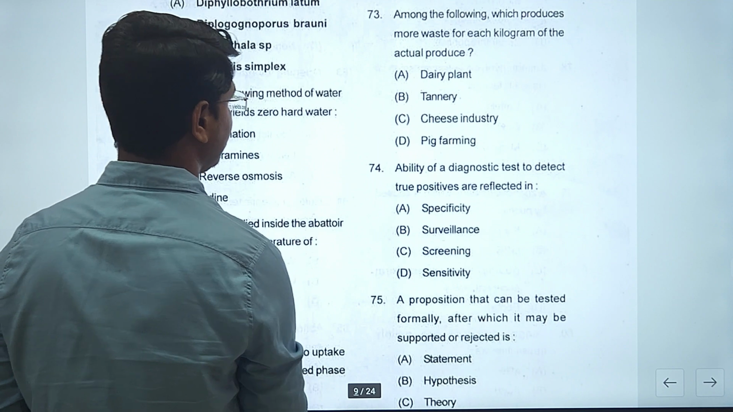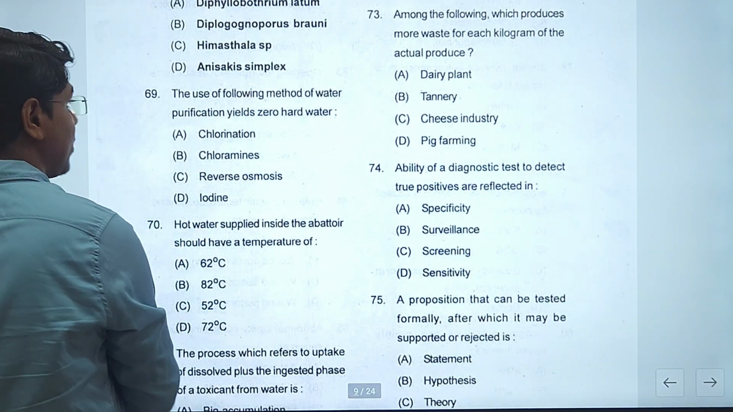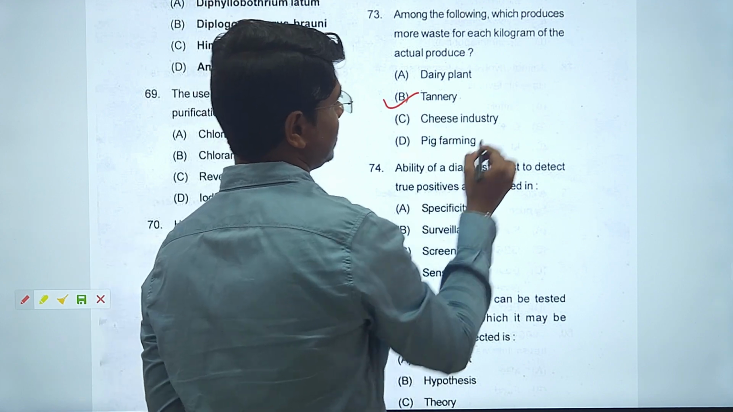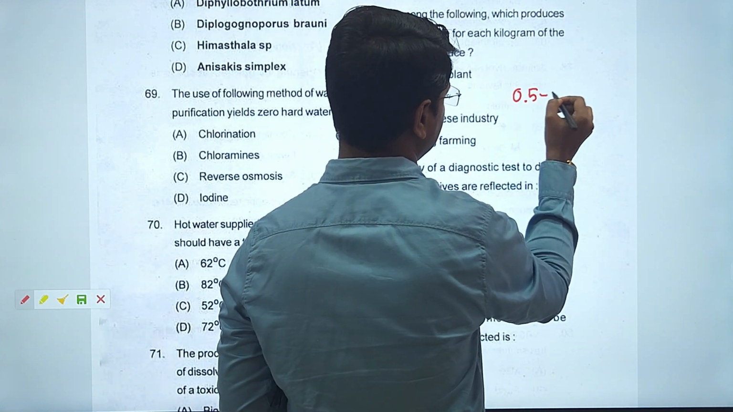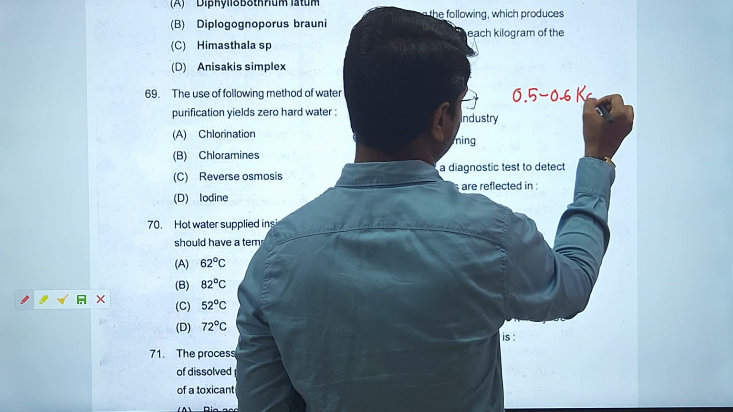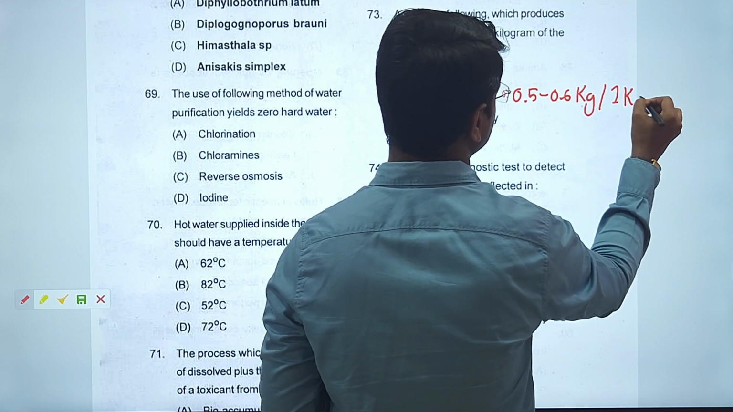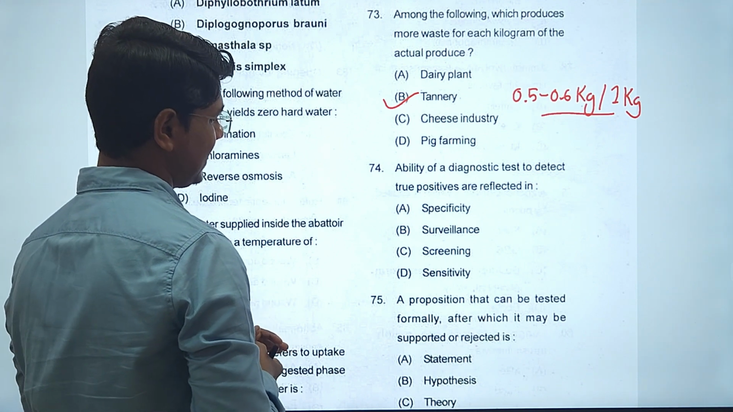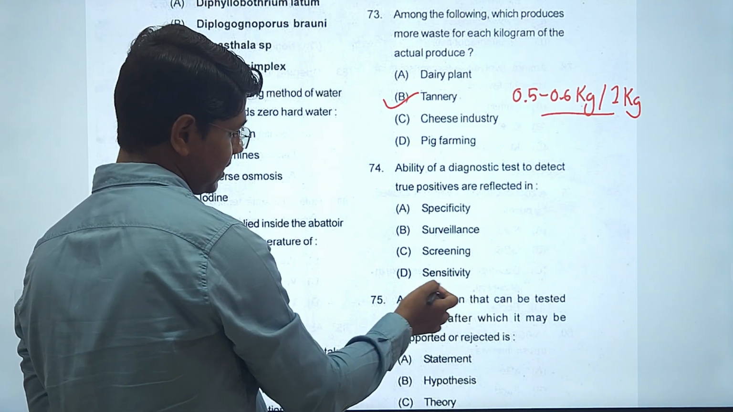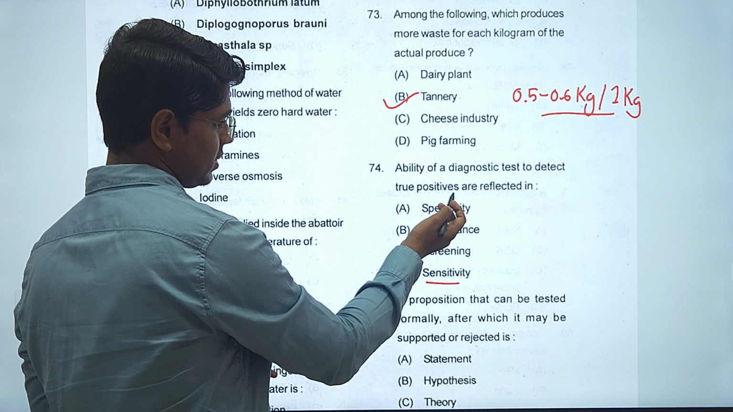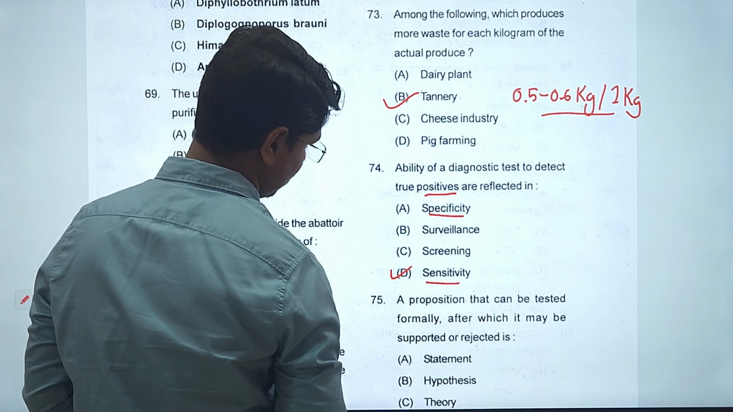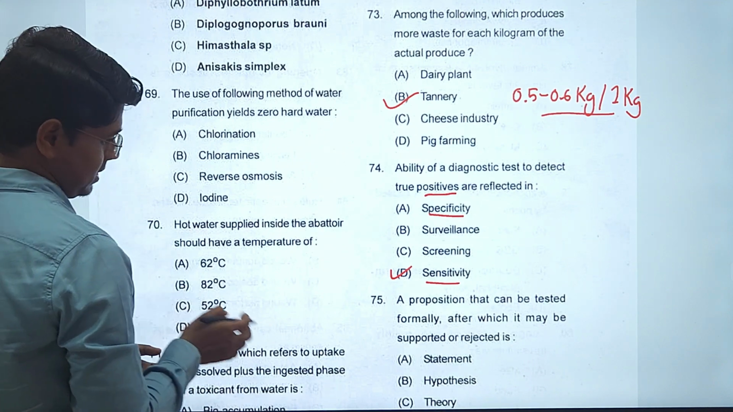Among the following, which produces more waste for each kilogram of the actual produce? Answer is tannery. It produces nearly 0.5 to 0.6 kg of waste for 1 kg of leather. Okay, high waste one. Ability of a diagnostic test to detect true positives is sensitivity. If the question is changed to true negatives, it is specificity. Okay, answer is sensitivity, but if the question is changed, it is specificity.